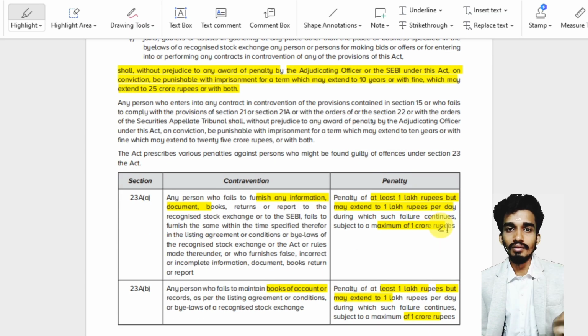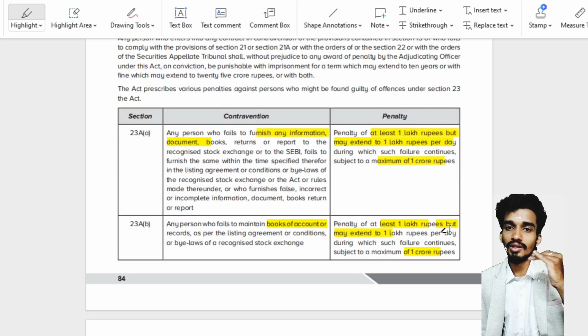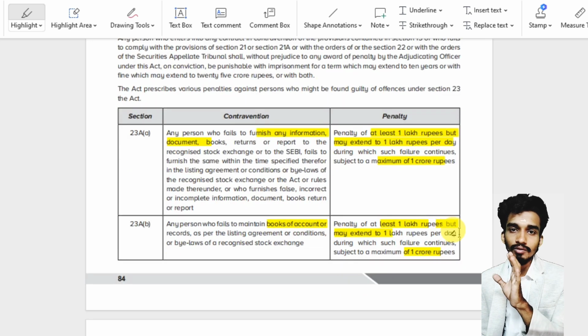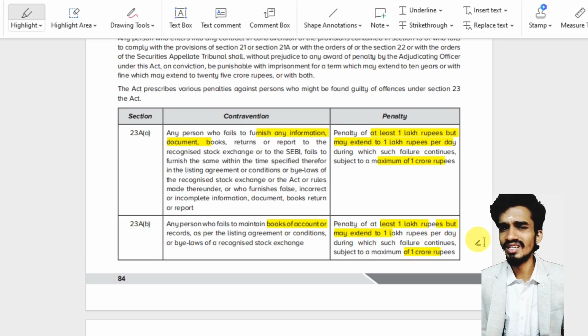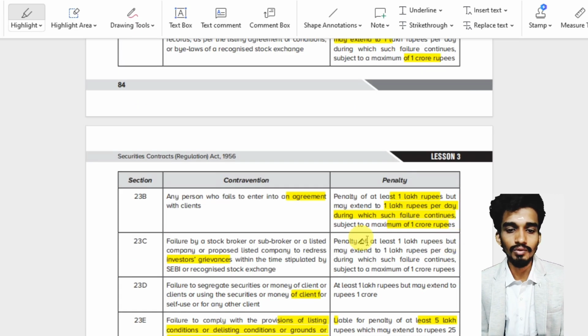Clear? And another thing is whenever it is with the books of accounts and whenever it is with the clients, it is 1 lakh maximum to the extent of 1 crore. Whenever it is others, 5 lakh to 25 crores. Easy, simple. Yes. Let's move ahead.